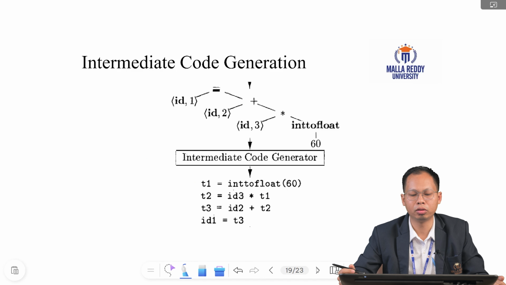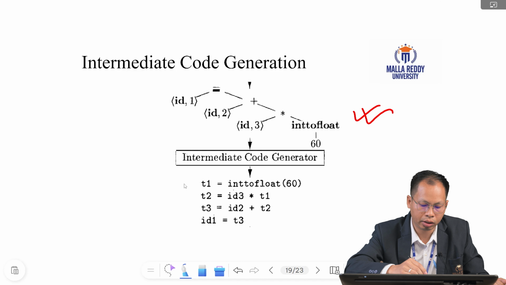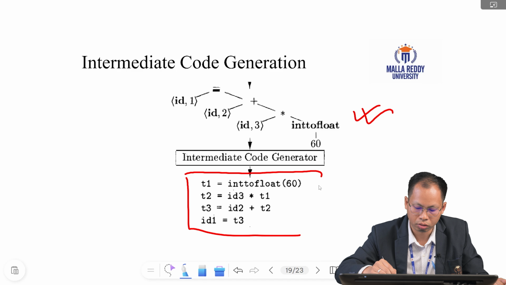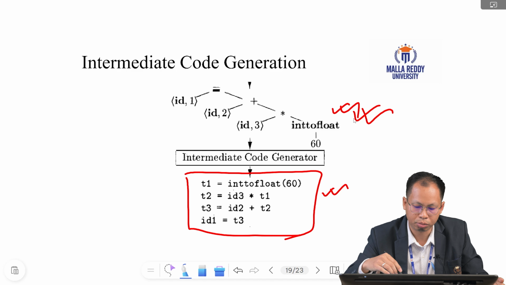So here is the example. This is what we have from the previous phase. In intermediate code generation, it will generate an intermediate code like this, where we have temporary variables, and we have used three address code representation. So the syntax tree above has been represented by three address code in this intermediate representation.